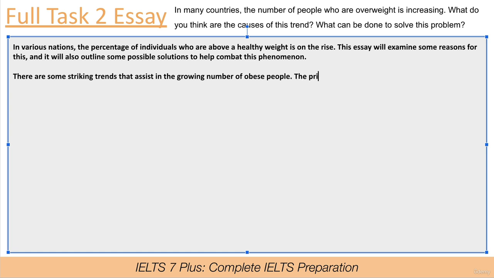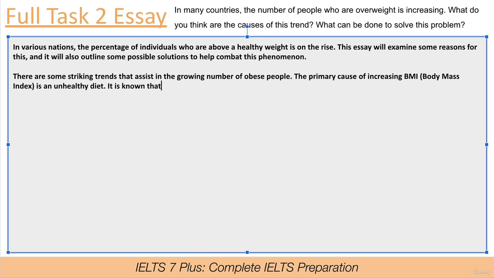The primary cause of maybe we could say increasing BMI, body mass index, is an unhealthy diet. Okay, let's expand this a bit more.